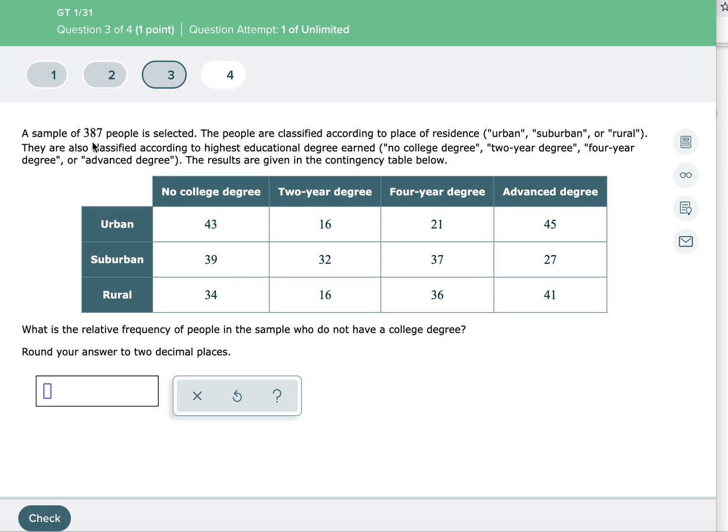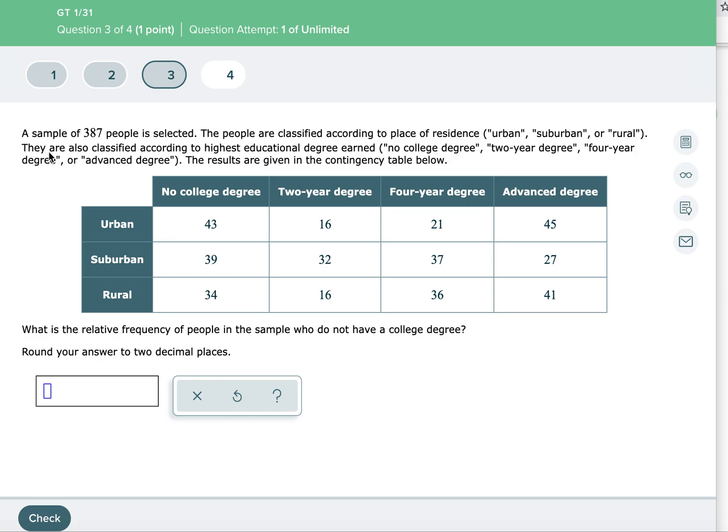It says a sample of 387 people is selected. So that's our total number of people in the group. The people are classified according to place of residence. Residence is where you live. So urban, suburban, or rural. Rural is like living in the country. Suburbs is like, for the people here who are using this, outside of Milwaukee County. And urban is what we have going on.